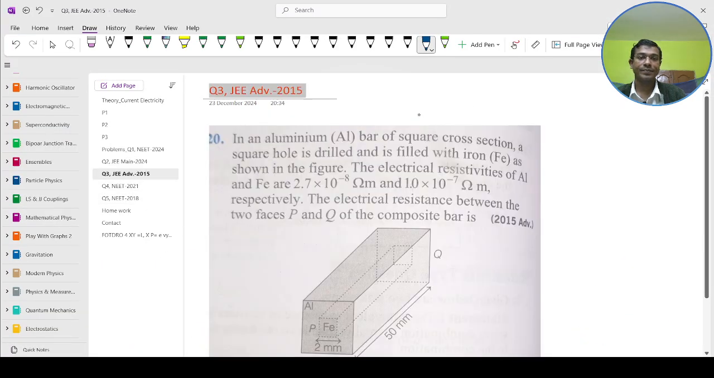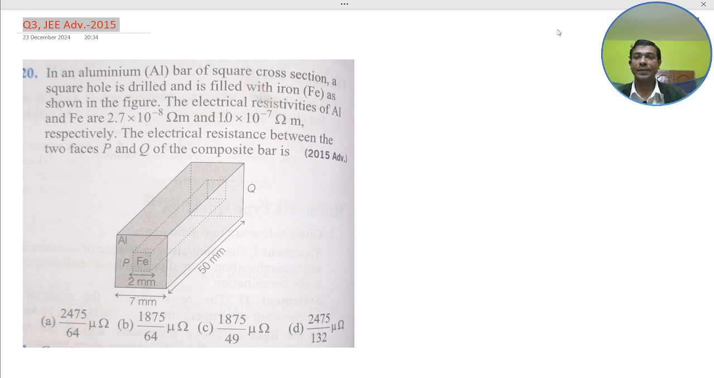Go ahead. Third one, coming in JEE Advanced 2015, saying that in an aluminium bar of square cross section, a square hole is filled with iron as shown in the figure. The electrical resistivities of aluminium and iron are given in ohm meter respectively. The electrical resistance between the two faces PQ of the composite bar is.